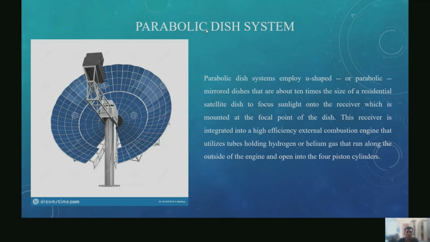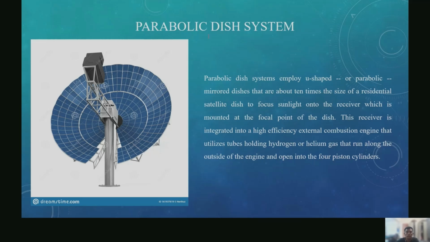Next is the parabolic dish system. Parabolic dish systems employ U-shaped or parabolic mirrored dishes that are about 10 times the size of a residential satellite dish to focus sunlight onto the receiver, which is mounted at the focal point of the dish. This receiver is integrated into a high-efficiency external combustion engine that utilizes tubes holding hydrogen or helium gas that run along the outside of the engine and open into the four piston cylinders.